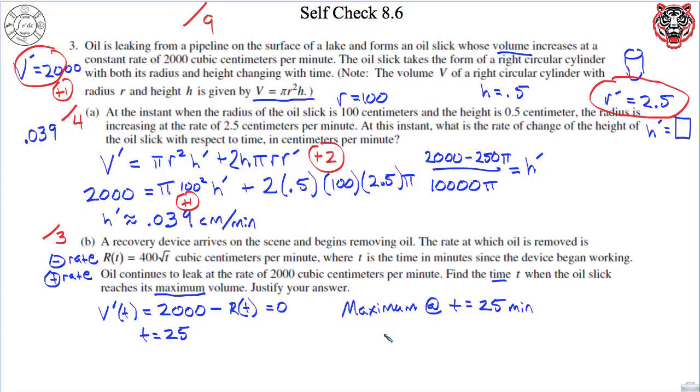And you need the rationale, the justification, and it's because, we'll say because I defined this function, because of the V prime of t sign change. And you do need to say it's a maximum because it went from positive to negative.